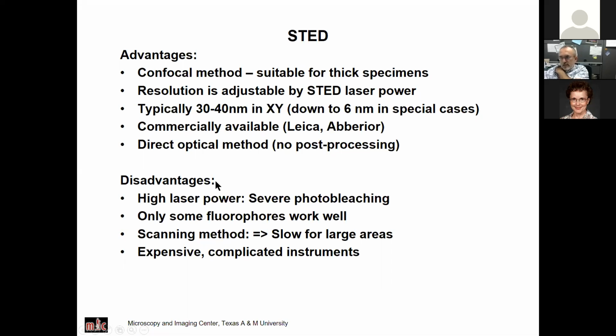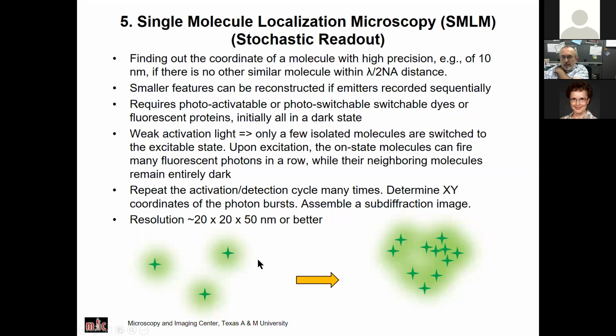So the downsides: high power, so you have photobleaching. Only certain fluorescent dyes will work. On our system, you need to use dyes that are excited around 650 nanometers. You can also use some that are excited by 590, so we could do 2 colors. On our microscope, at least, we cannot do any fluorescent proteins except maybe mNeptune, which is excited around 590. And it's a scanning method, so you image point by point. So it gets pretty slow if you need to image large areas. And those instruments are expensive and somewhat complicated, because you have to keep everything aligned as well. So that was the STED, the scanning technique.